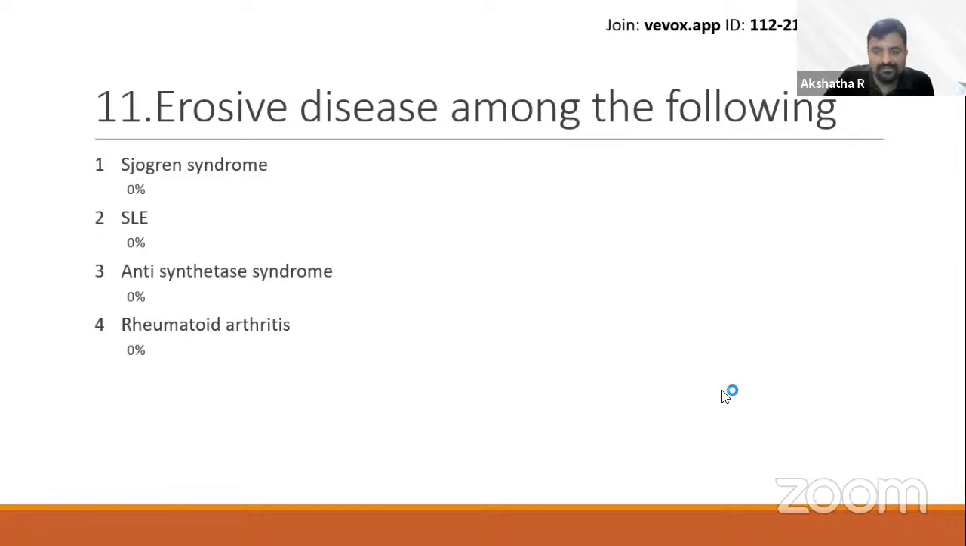So I think my purpose is served. So majority have got it right. So it is rheumatoid arthritis. Erosive arthritis is a classical feature of rheumatoid arthritis. Though diseases like adult-onset Still disease can also have erosive arthritis, it is usually common in rheumatoid arthritis compared to the other three differential diagnoses.